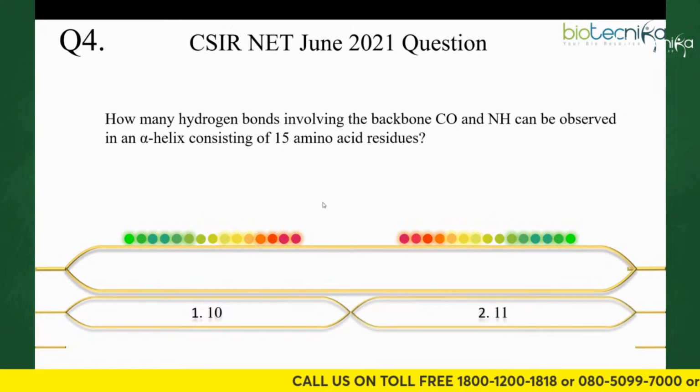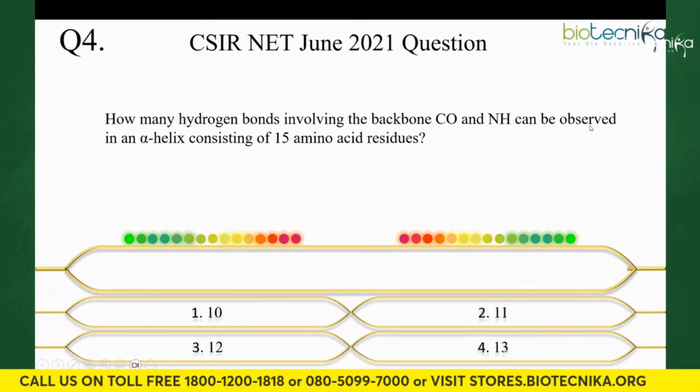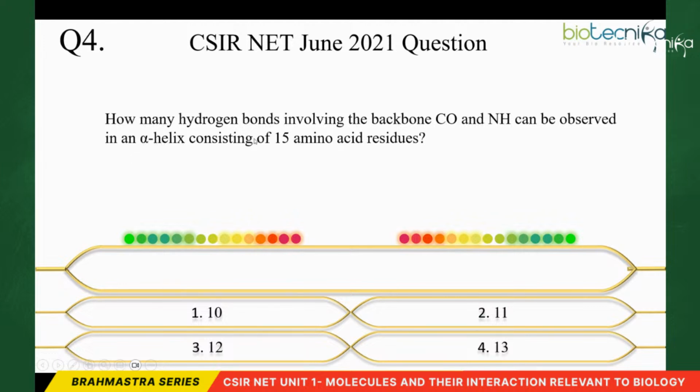Now, next is the June 2021 question. How many hydrogen bonds involving the CO and NH can be observed in an alpha helix consisting of 15 amino acid residues? Anyone want to try this? How many hydrogen bonds will be there? Let's say there is a 15 amino acid residue stretch which wants to take up an alpha helix. From this alpha helix there would be some hydrogen bonds stabilizing it, isn't it? So how many hydrogen bonds will be formed over here?